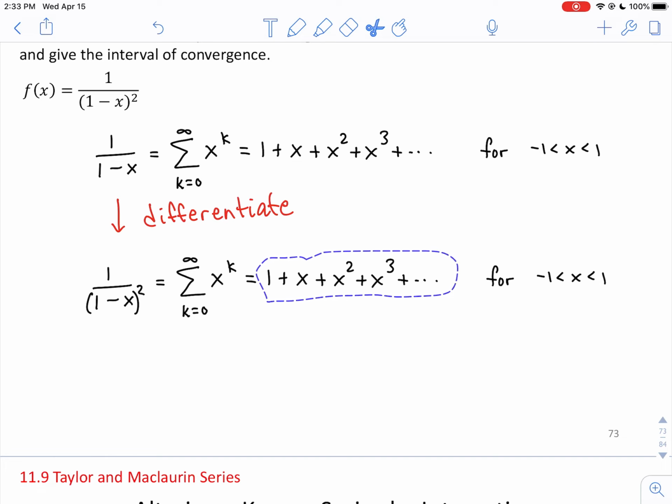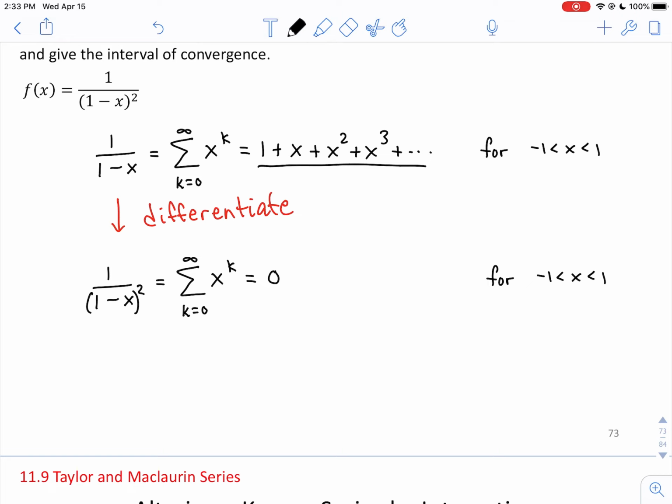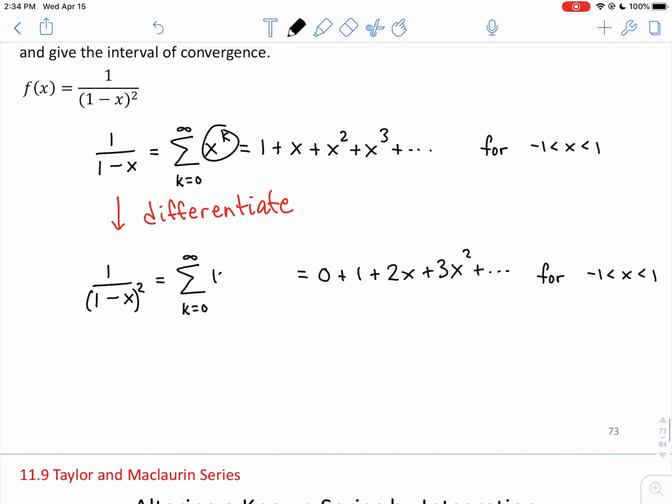When you differentiate a sum or a series, you can just differentiate it term by term. Differentiate 1, I get 0. Differentiate the x, you get 1. Differentiate the x squared, you get 2x. Differentiate the x cubed, you get 3x squared, etc. You can also differentiate the summand. You could really just focus on differentiating this, treating x as the variable and k as a constant. When we do that, the k drops down, x, and the new power is k minus 1. Right, and there we go.